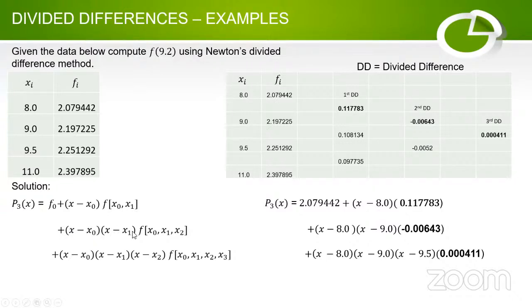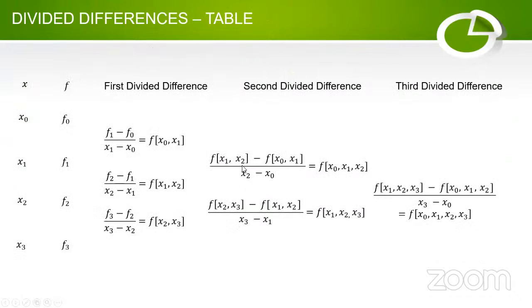In this case, we are now having 3 data points, which is the second degree. Now, if we look closely, we'll see that these functions here are our divided differences. So this is the first divided difference, this is the second divided difference, and this is the third divided difference. If we go back to our table, we can see how we found it.